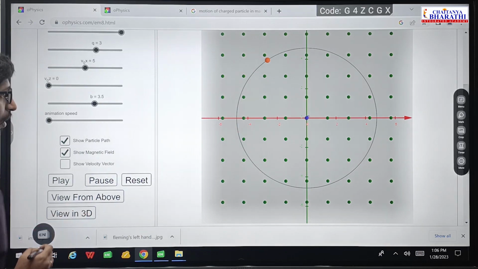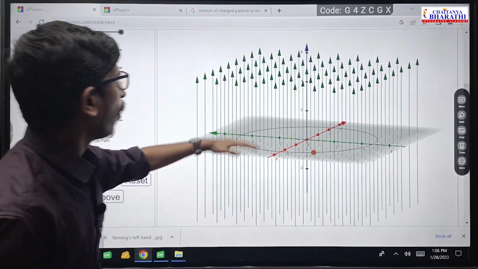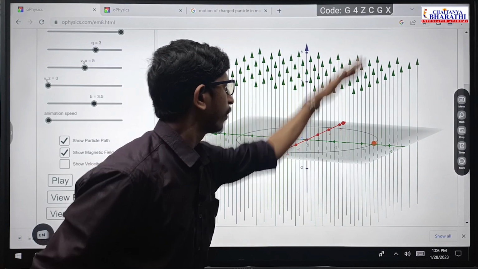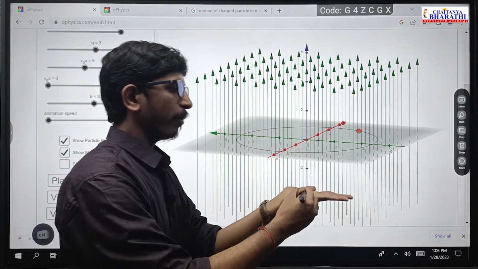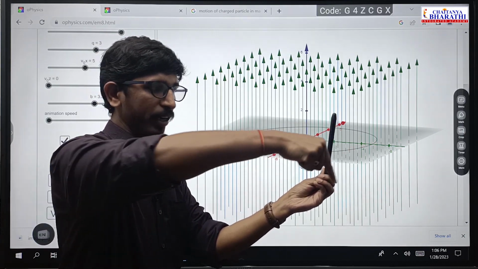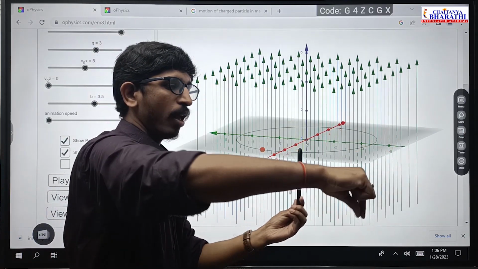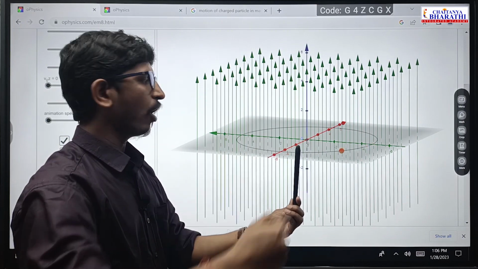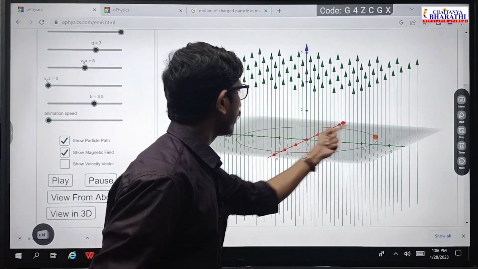Or else we can see it in the 3D view, the three-dimensional view also. All these are the magnetic field lines pointing upward. As the magnetic field lines go this way, the particle is moving in this x plane, in the x direction. So the particle motion and the magnetic field make how much angle? 90 degrees.